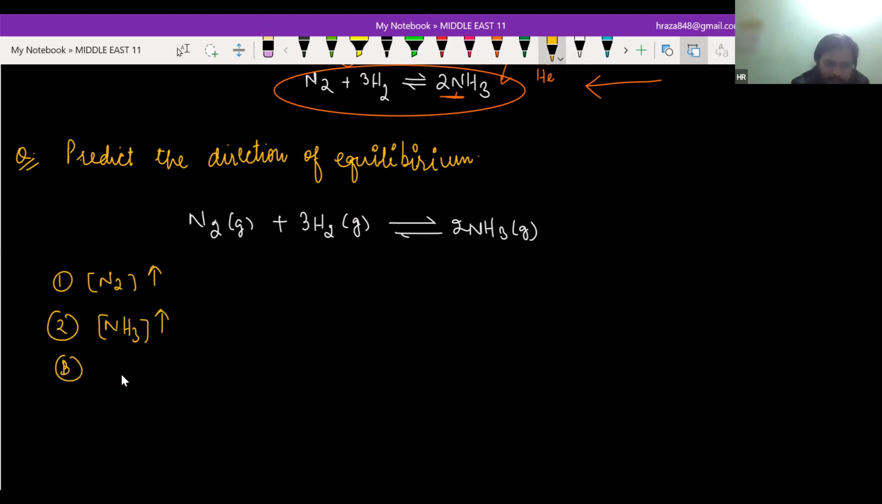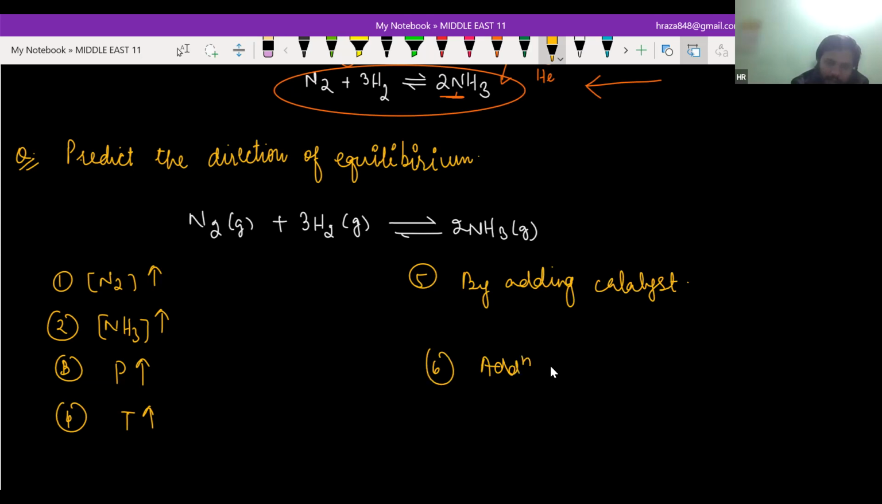Third question is, if we increase the pressure, where will be the direction? Fourth is, if we increase the temperature, where will be the direction? Fifth is, by adding catalyst, where will be the direction? Sixth is, if we add inert gases at constant volume, where will be the direction? And seventh is, at constant pressure.